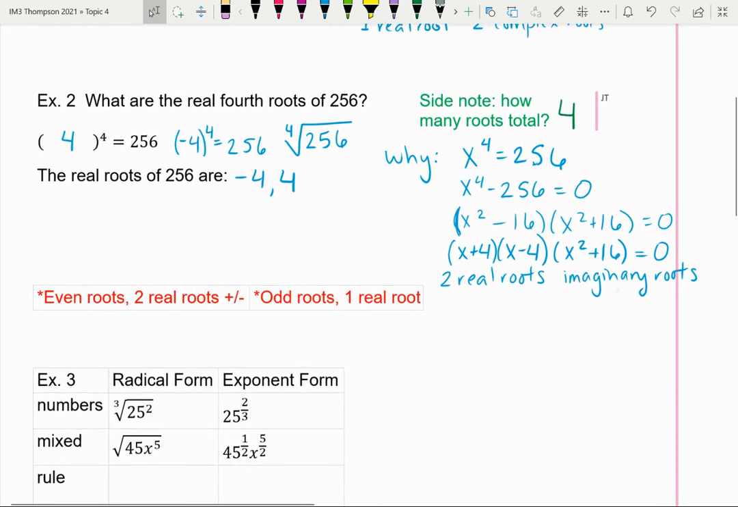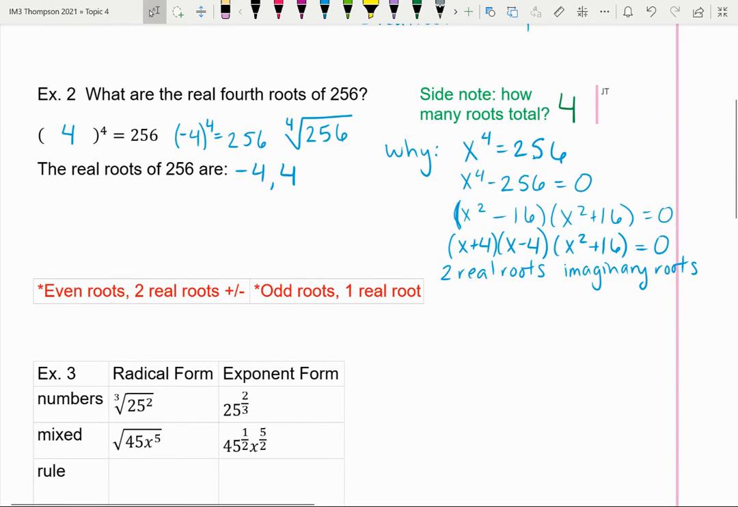So let me move that up so you could jot that down because that's an important note. If I have even roots, I have 2 real roots. I have a positive and a negative. So if I'm taking the fourth root or the sixth root or the eighth root, if I have an odd root, like the third root, then I get 1 real root.